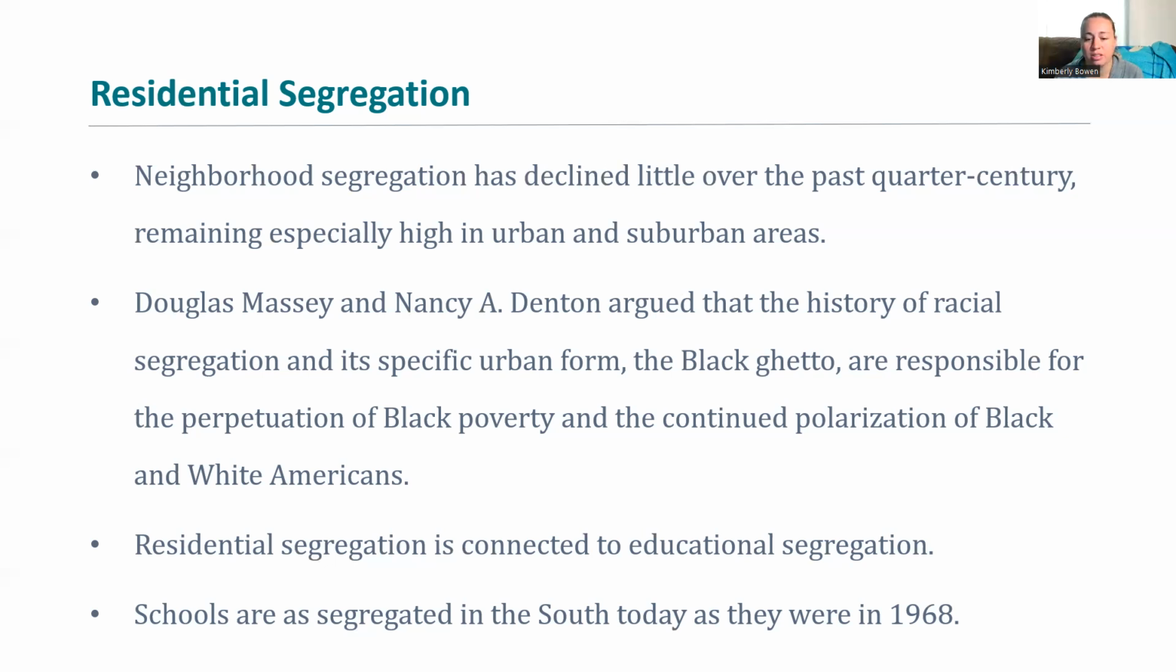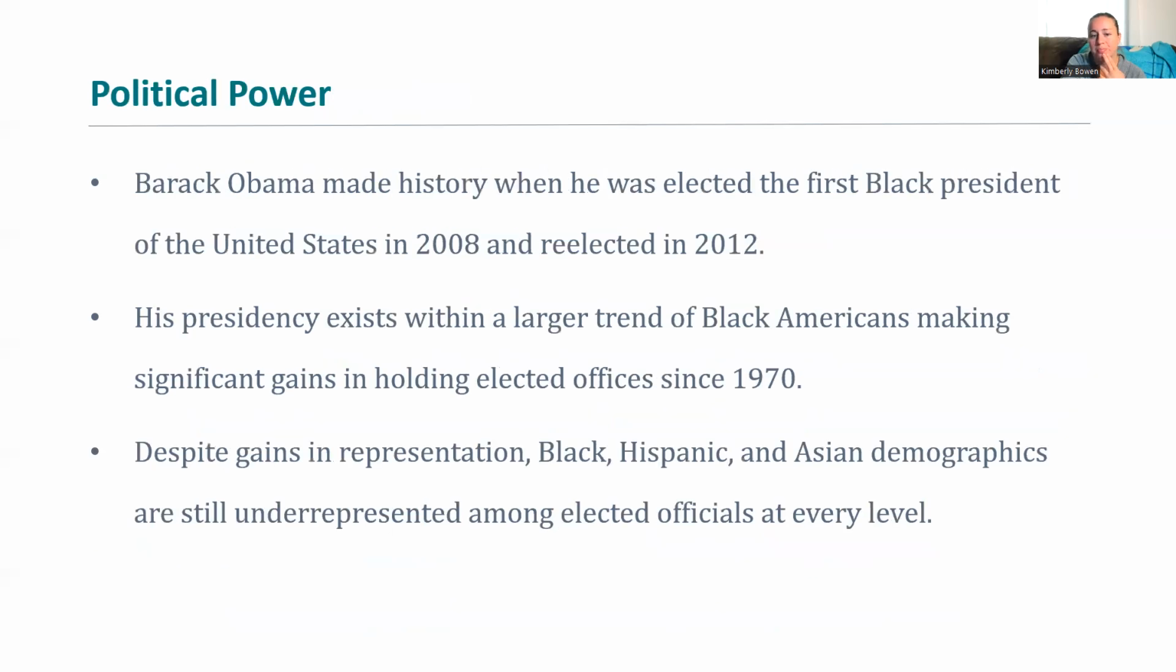Residential segregation is connected to educational segregation. Obviously, the neighborhoods that end up predominantly white end up in better areas, with schools that are better funded, et cetera. And schools in the South today are as segregated as they were in 1968. I don't think that needs to be explained, but the gravity of that should hold some significant merit about why it's so important to continue talking about race in this country.